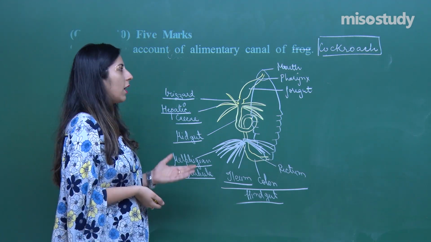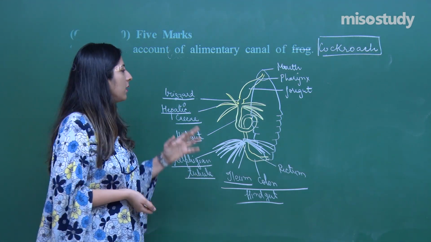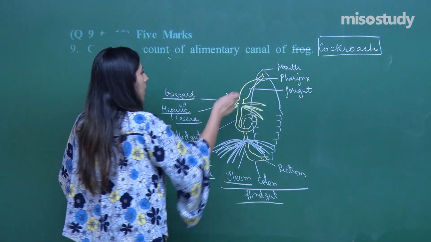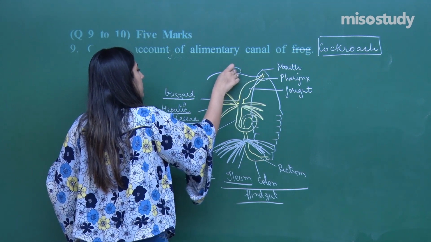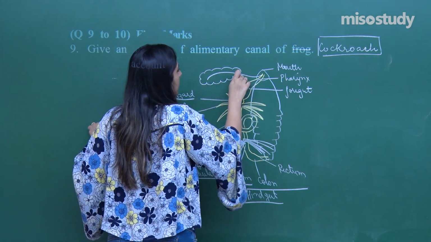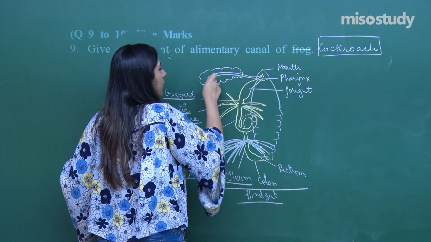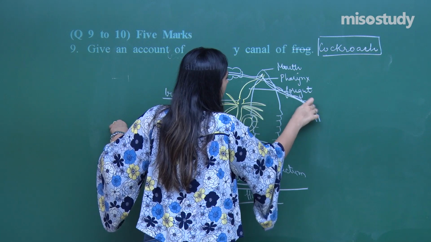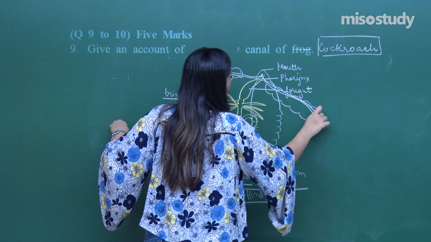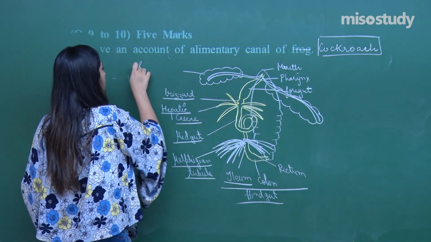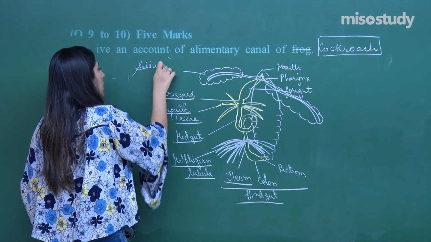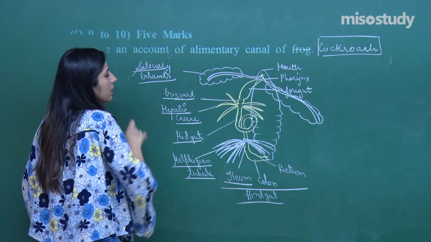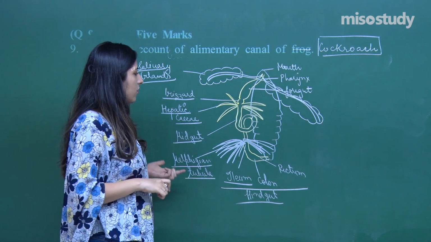This is the diagram which you have to draw: in which segment what is present, what is the function of the hepatic caecae, and one more thing. In this case, the salivary glands are present. This is a duct of the salivary gland. On both sides, the salivary glands are present like this. Right? This is the overall structure of the alimentary canal.